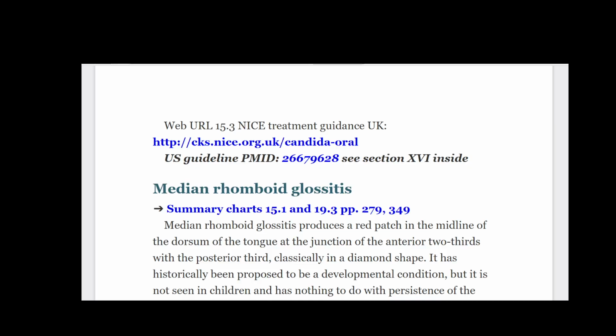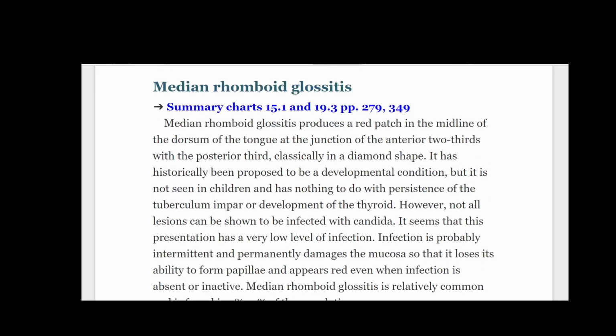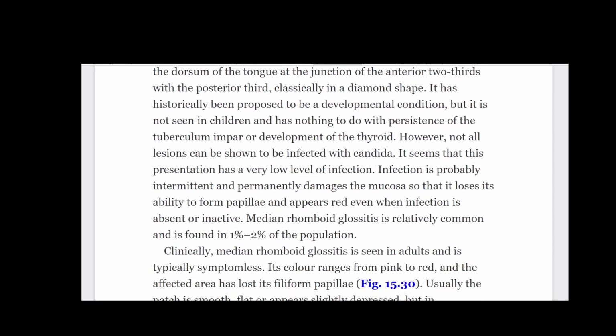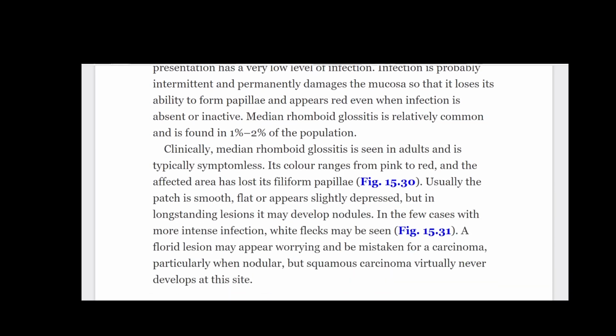Clinically, median rhomboid glossitis is seen in adults and is typically symptomless. Its color ranges from pink to red, and the affected area has lost its filiform papillae, Fig. 15.30. Usually the patch is smooth, flat or appears slightly depressed, but in long-standing lesions it may develop nodules. In the few cases with more intense infection, white flecks may be seen, Fig. 15.31. A florid lesion may appear worrying and be mistaken for a carcinoma, particularly when nodular, but squamous carcinoma virtually never develops at this site.